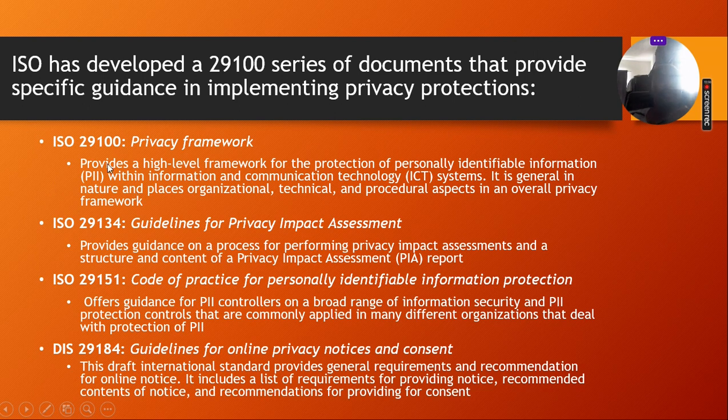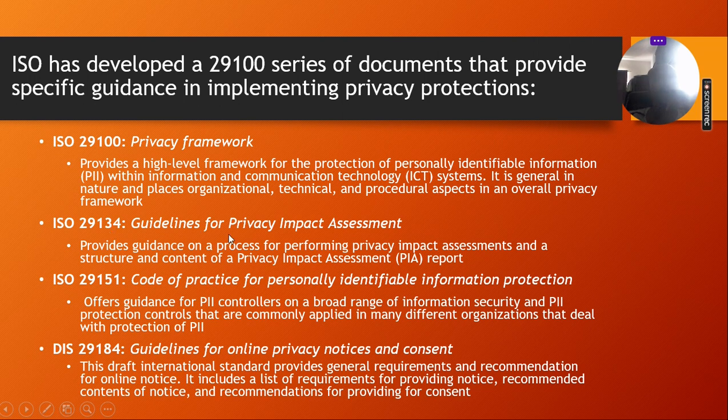Okay, the 29100, 29134, 29151, 29184, they are all for framework. They have something to do with privacy assessment, privacy impact assessment, and so on and so forth. Personally identifiable information. So the 29100 is the privacy framework. Then we got the ISO 29134, which is the guideline for privacy impact assessment.